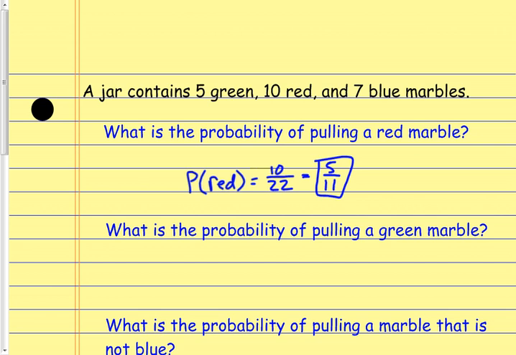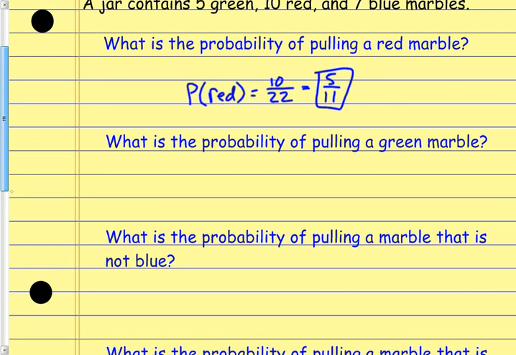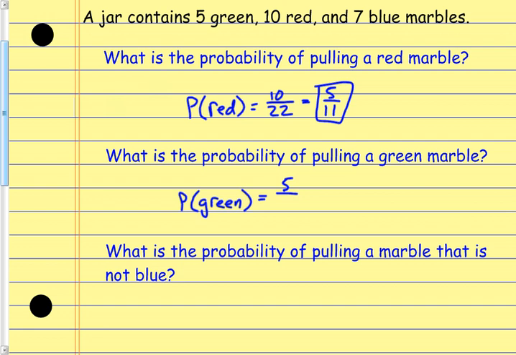Taking a look at the next one, the probability of pulling a green marble. I want the probability of a green marble this time. So the probability of a green marble, there's 5 green marbles. If I remember correctly, yep. Out of the 22 total. So it's 5 out of 22. Once again, I go to reduce my fraction. This one doesn't reduce. So I'll leave it the way it is. It's 5 out of 22.